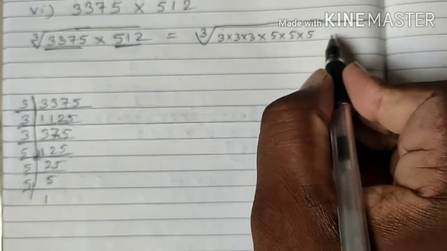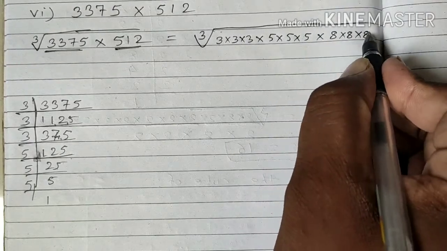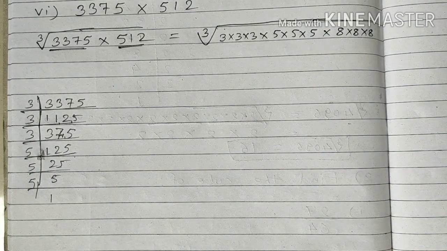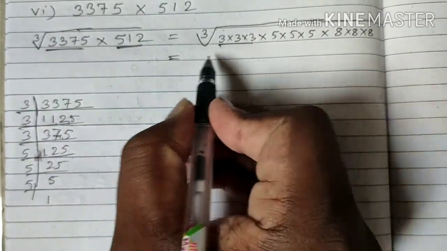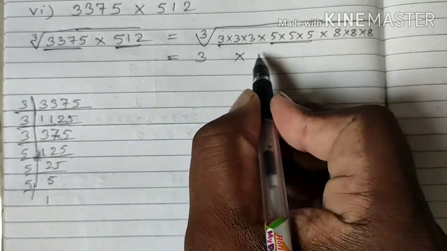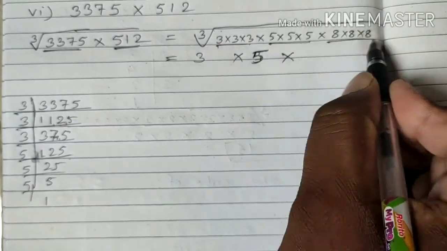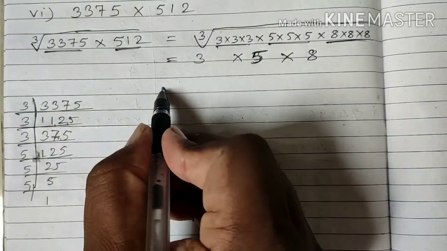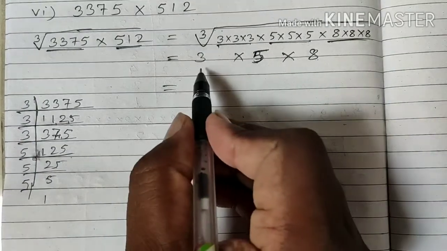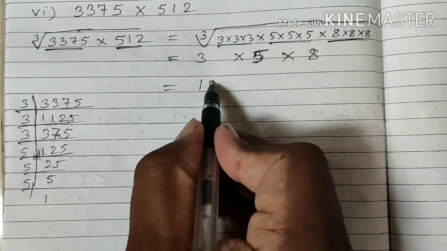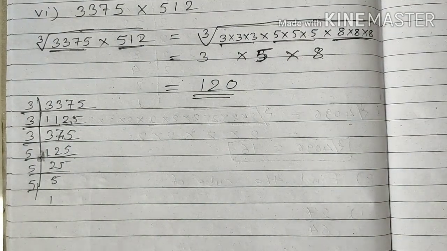Now I hope you know the cube root of 512. Most of the times we have done the same type of question. It is a cube of 8, correct? So what can we write now? There is a triplet of 3, there is a triplet of 5, so one of the 5 will come out, and there is a triplet of 8. So 5 into 8 is 40, and 40 into 3 is 120. 120 will be the final answer. Okay.